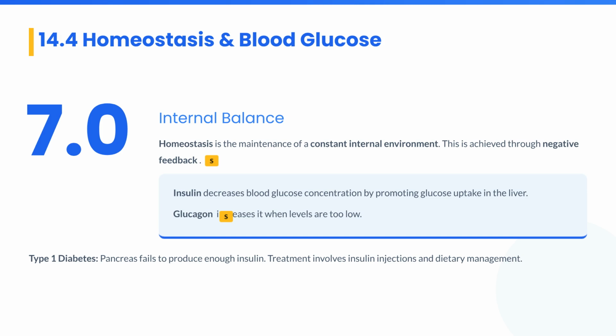Insulin and glucagon regulate blood glucose levels. Insulin decreases glucose while glucagon increases it when levels are too low.